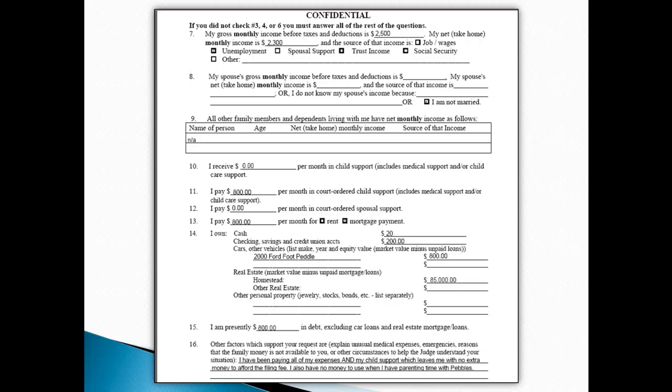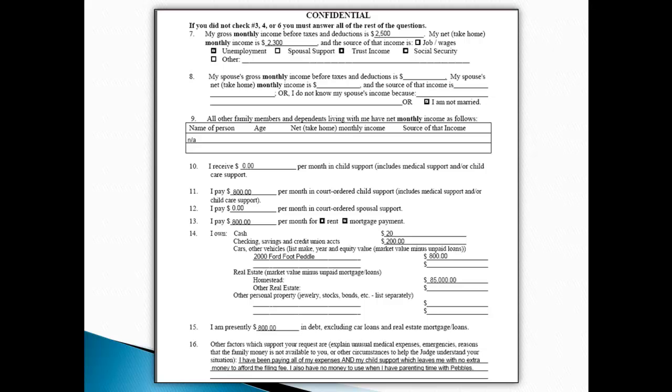For question 7, you would fill in your gross monthly and net monthly income and check the box for the source of your income. It may be from a job, unemployment, Social Security, etc. If you are married, you must also include your spouse's income in question 8. If you are not married, be sure to check the I am not married box.